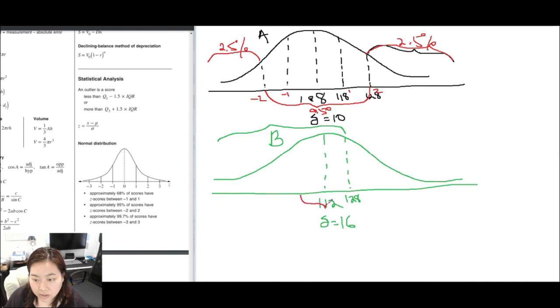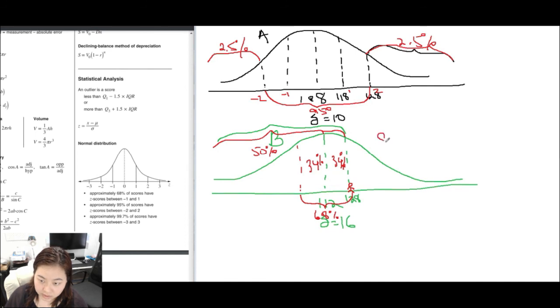Within 1 standard deviation, it holds 68% of the population, which means that it is 34% on each part. And from here to there is 50%, because it's half of the population. And Yin is sitting over here, which means I have to add the 34%, which means 84% of the population has a lower IQ than Yin.